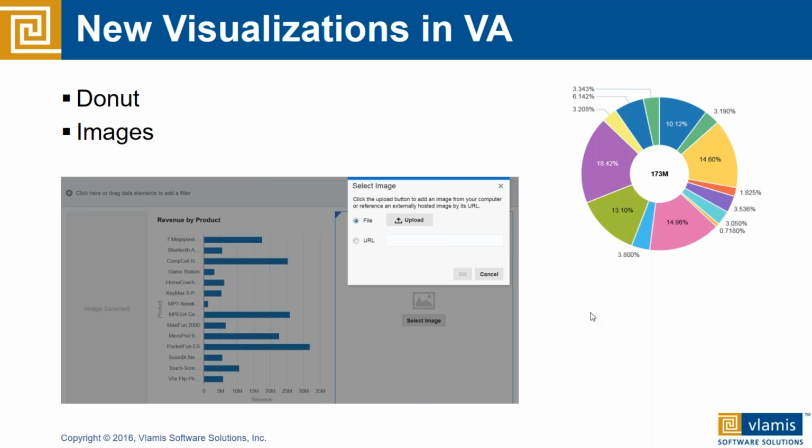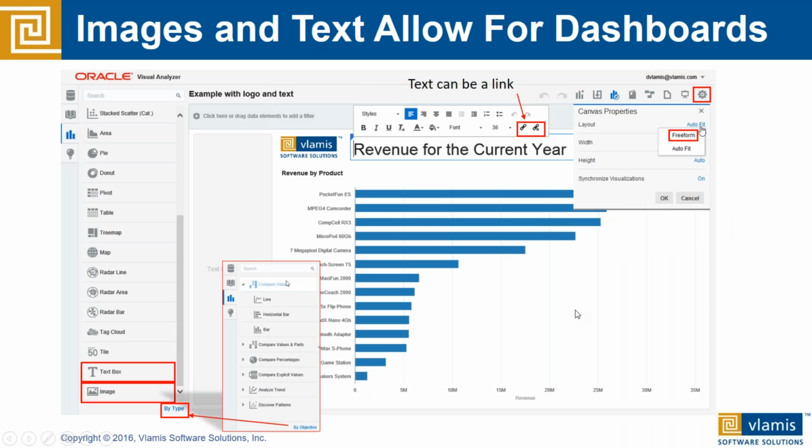What that does is that allows you to put together dashboards. So here I've put together a sample dashboard. You can see starting over on the left, we have the ability to have a text box and image. Our new types of visualizations really don't involve data, but you can drag those over to your presentation space in Visual Analyzer, just like any of the other visualizations. By the way, while I'm at it, I wanted to show there's a new thing that's kind of cool. Instead of looking at this by type, you can look at it by objective, and that's what this looks like when you look at this by objective.